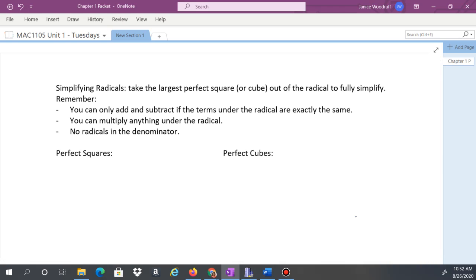You have probably been taught, everybody's probably been taught different ways for simplifying radicals. So you could do a factor tree and find doubles. That's one way. That's not typically how I do it.